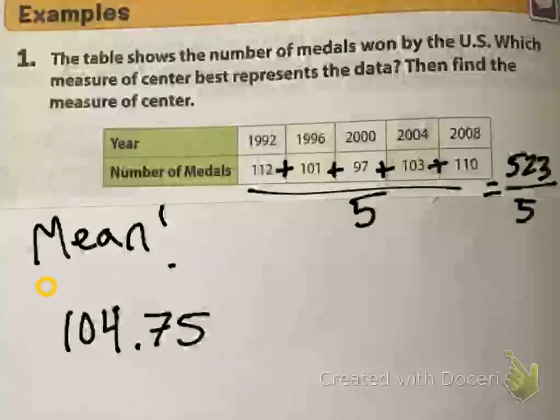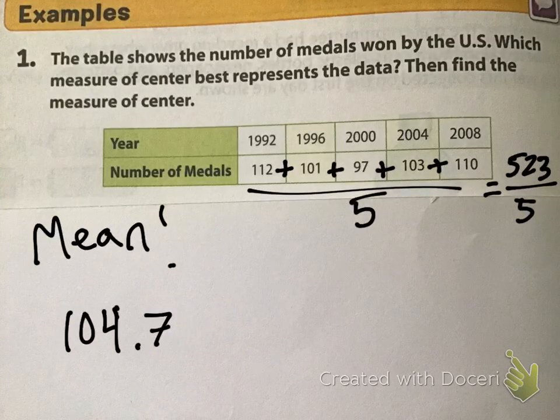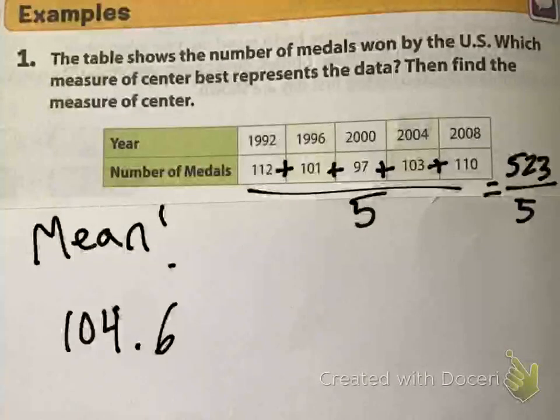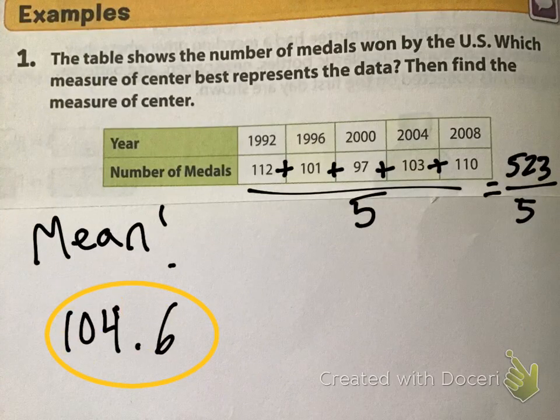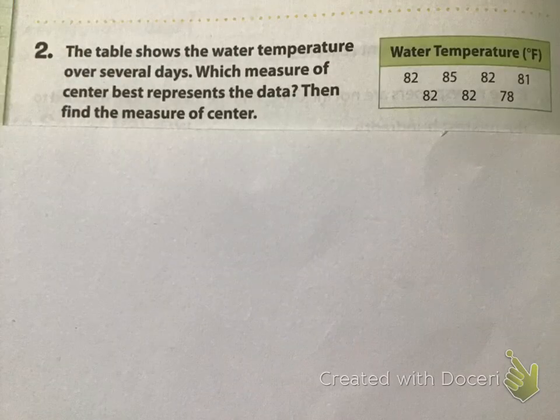So that means the mean, and not 75, and 6 tenths. It's my bad. So here, our mean is 104 and 6 tenths medals. That's the number of medals won on average, the mean. Let's look at number 2.